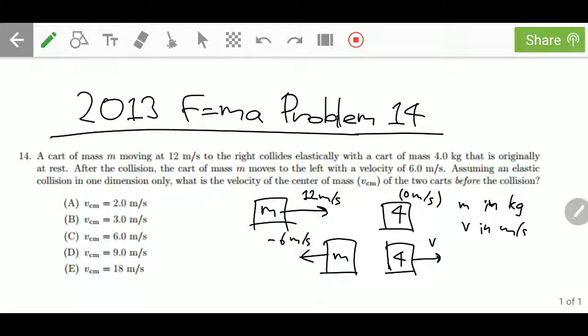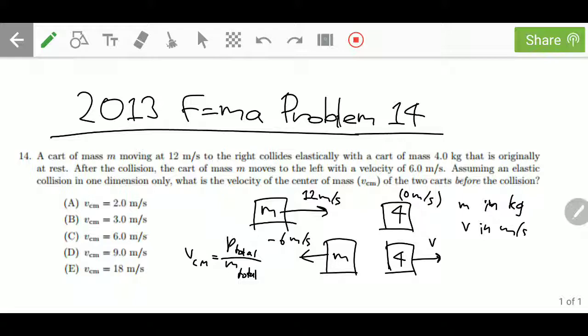Now notice that the velocity of the center of mass is just the total momentum divided by the total mass. And by the conservation of momentum, this stays the same before and after the collision. So when they say before the collision, that doesn't really matter. We're basically asking for the velocity of the center of mass of the system before or after the collision.